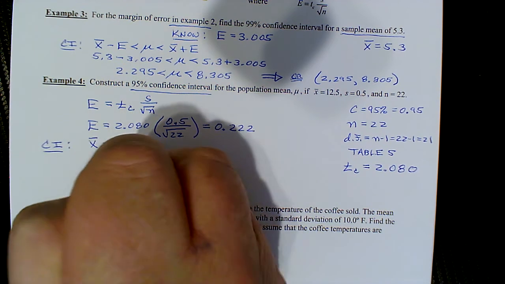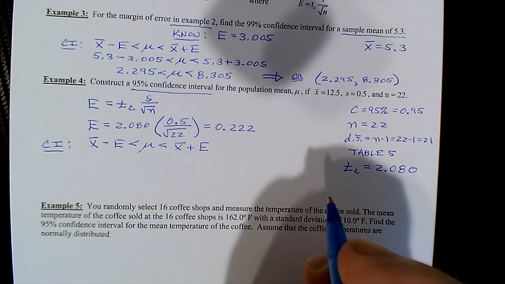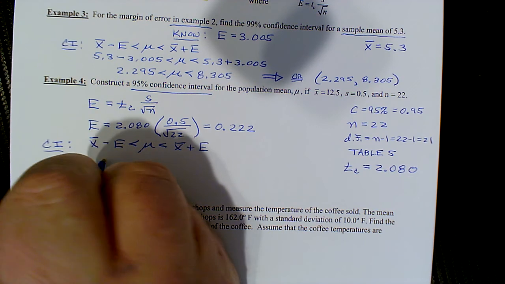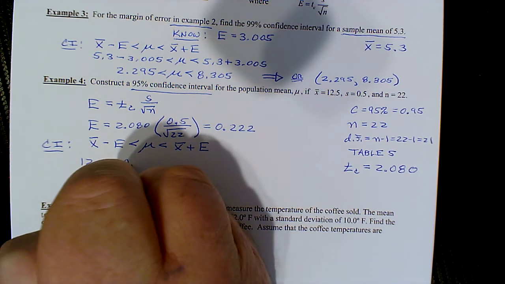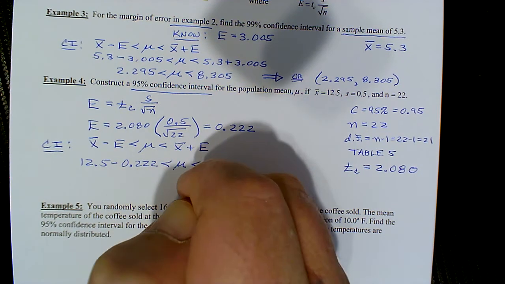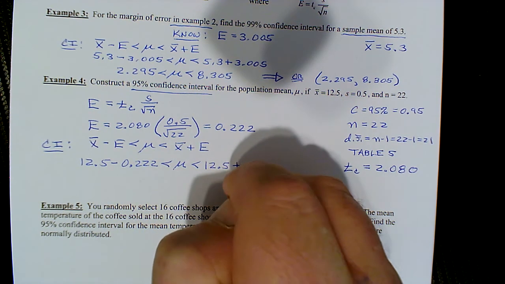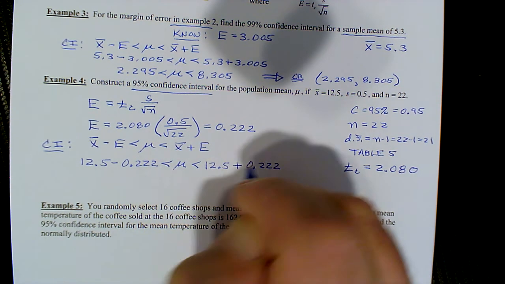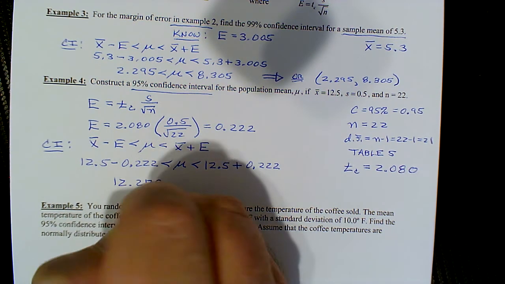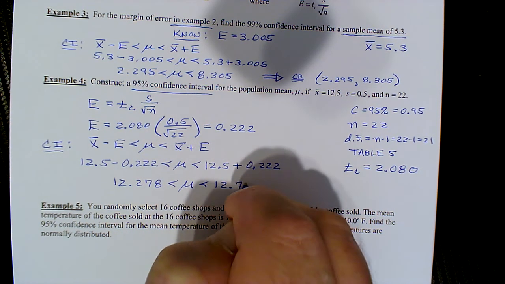So now for the confidence interval, x bar minus e is less than mu, which is less than x bar plus e. So the sample mean x bar, that was a given as well. It's 12.5 minus the margin of error, which is what we just found, 0.222, to give us the left endpoint. It's less than the population mean mu, which is less than the right endpoint, which is 12.5, the sample mean, plus that margin of error of 0.222. So we get 12.278 is less than mu, which is less than 12.722.